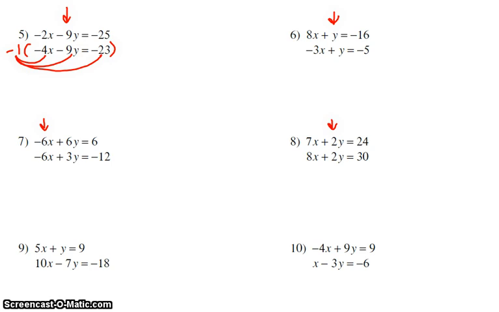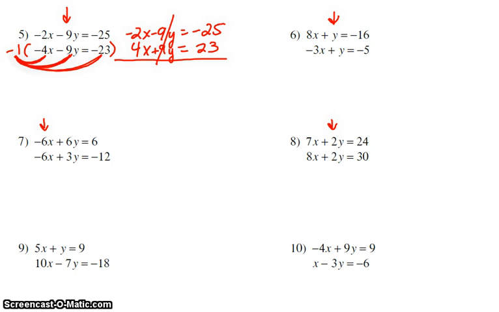Why do we multiply by negative 1? Because negative 1 times negative 9 will give me positive 9, and we will be able to eliminate the y values. So I'm going to rewrite the first equation. And then I'm going to distribute my negative 1 to the second one. So negative 1 times negative 4 is positive 4. Negative 1 times negative 9 is positive 9. We want that. And then this will be 23. Go ahead and eliminate.